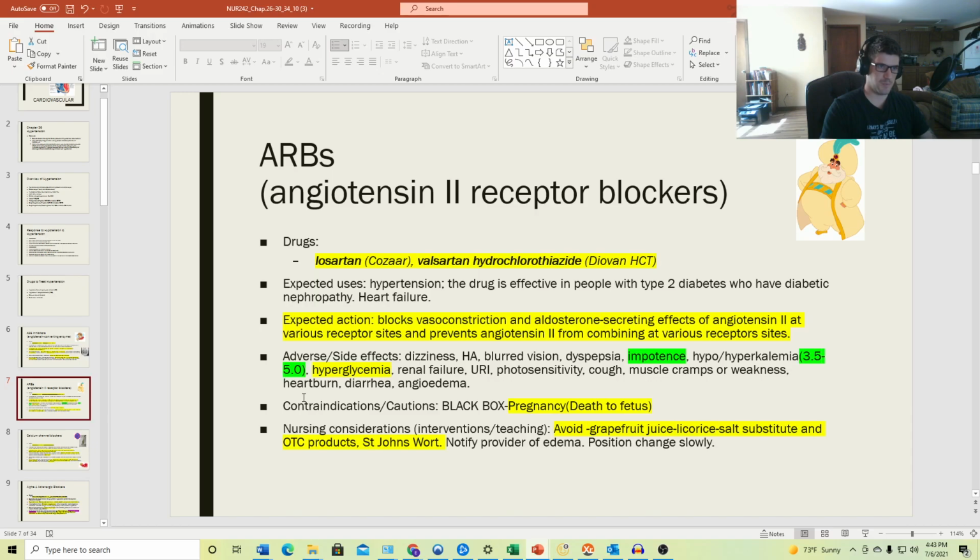Angiotensin 2 receptor blockers, ARBs. Losartan and valsartan hydrochlorothiazide. So the sartans, those are your ARBs. So just remember that. Sartan, the ARBs, angiotensin 2 receptor blockers. Again, expected use: hypertension, and the drug effects in people with type 2 diabetes who have diabetic nephropathy and heart failure.